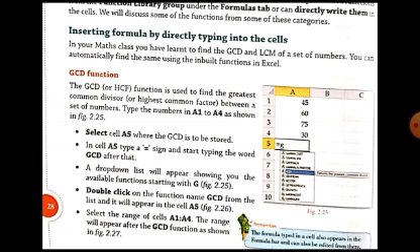The second step is, in cell A5, type an equal to sign. Why an equal to sign? Because we know every formula starts with an equal to sign. So first type an equal to sign, and then start typing the word GCD after that.